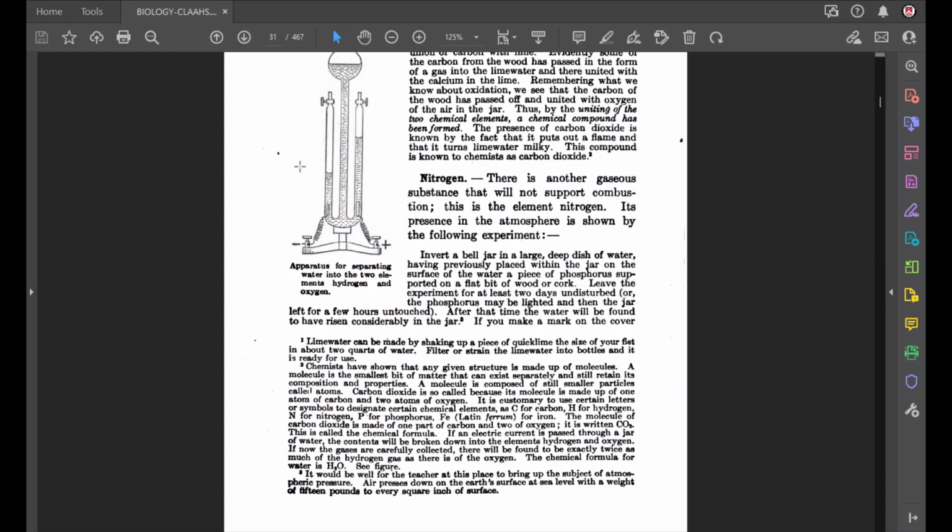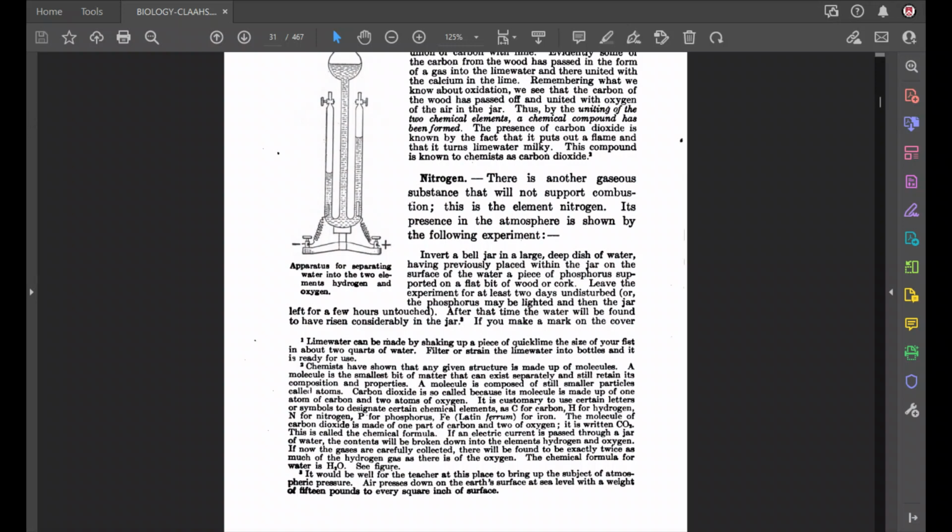Take a bell-shaped jar and invert it in a large, deep dish of water, having previously placed within the jar on the surface of the water a piece of phosphorus supported on a flat bit of wood or cork. Leave the experiment for 2 days undisturbed. After that time, the water will be found to have risen into the jar.